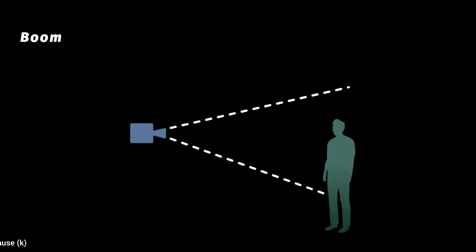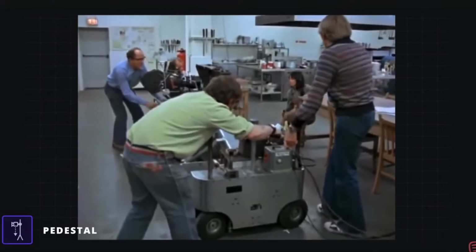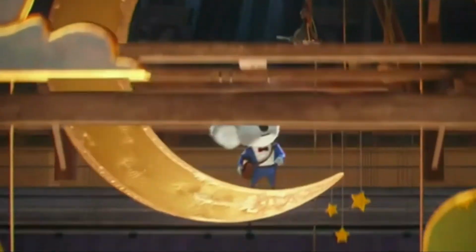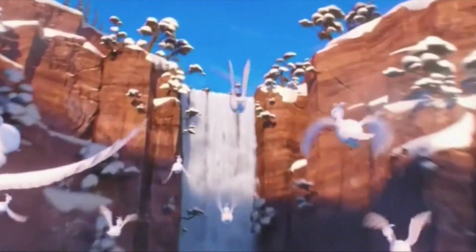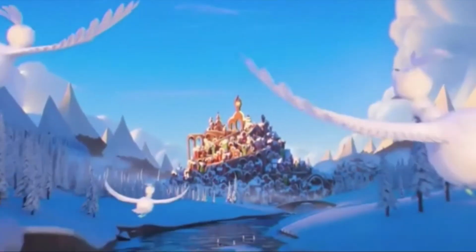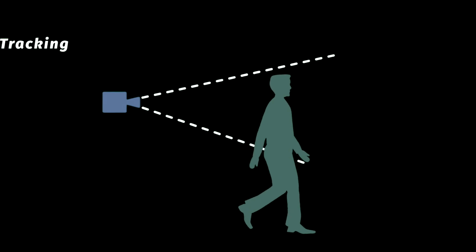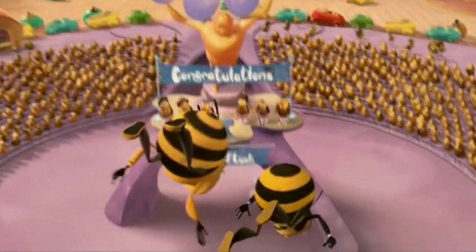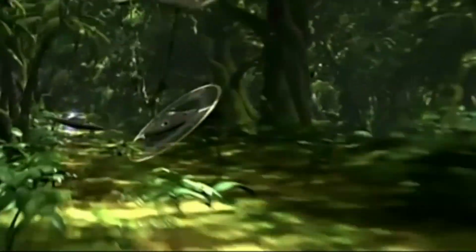Boom shots move the camera up and down. This can include using a crane or a jib or a pedestal. They can be used to reveal information about characters and the setting that they are in. They also show what's above and what's below. Tracking shots follow a character as they move. They make the audience wonder where the character is going and what will happen when they get there, therefore increasing the tension and the anticipation.